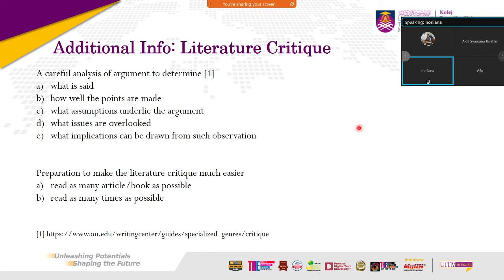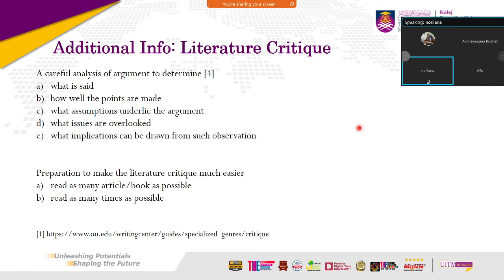Okay, so in there it says literature critique. Literature critique is where you have to argue or analyse what has been written in the literature, and then you have to carefully analyse it. Then, for example, you can say what the literature wrote, how well the point is made, for example the assumptions underlying the argument, the issues the literature overlooks, and the implications of such observations.